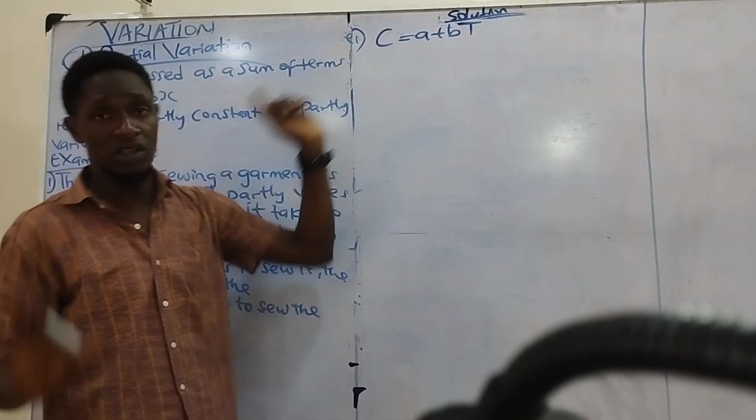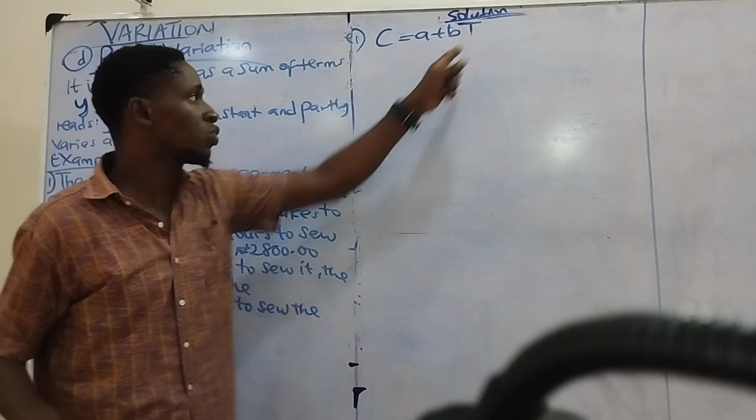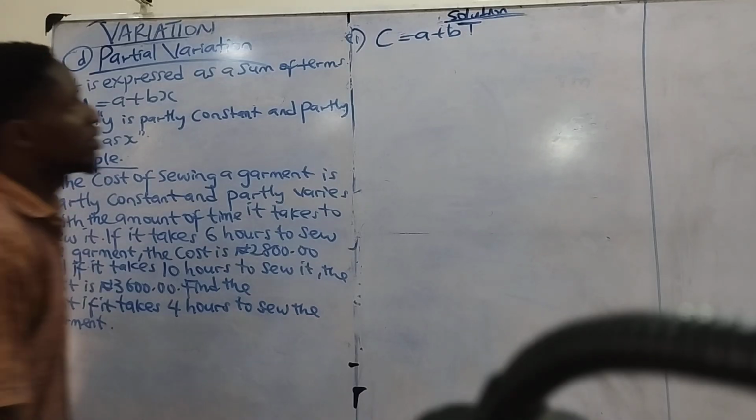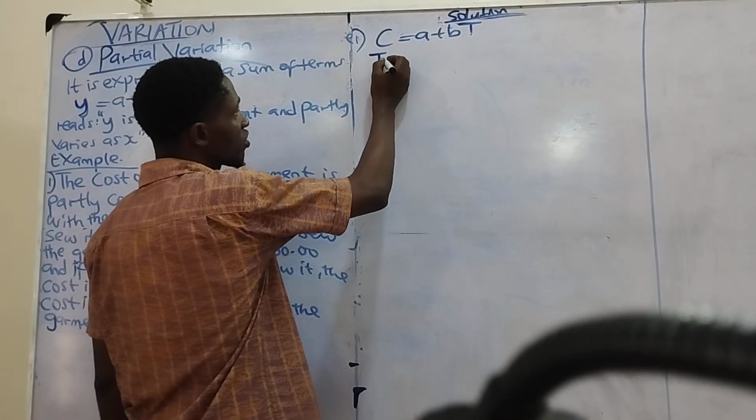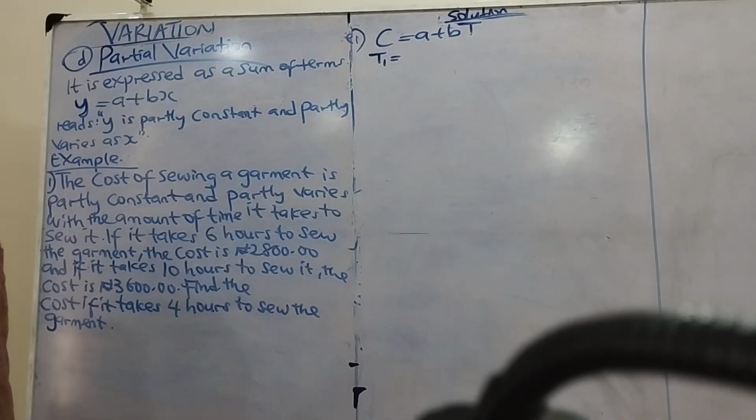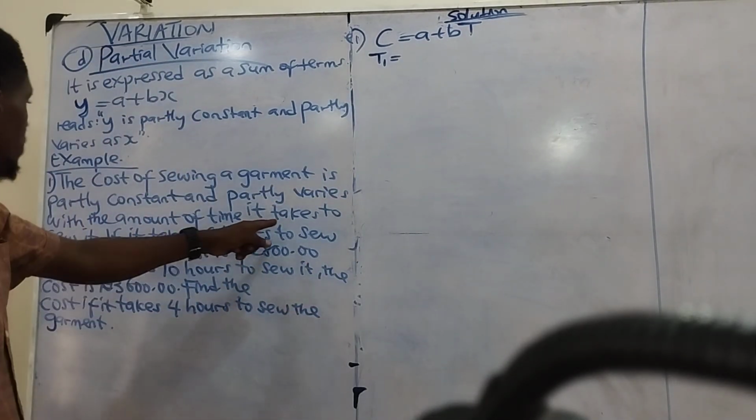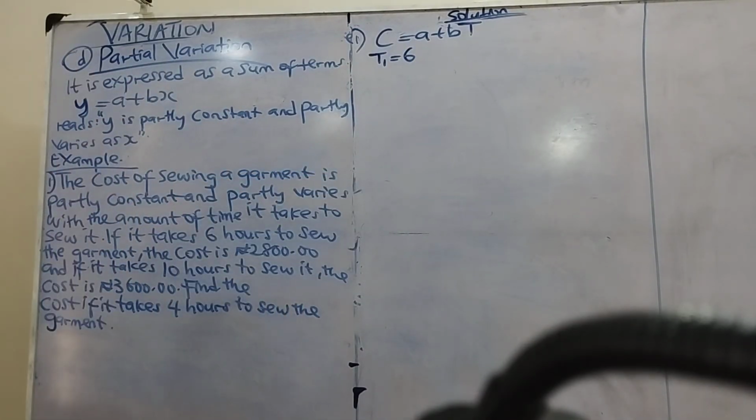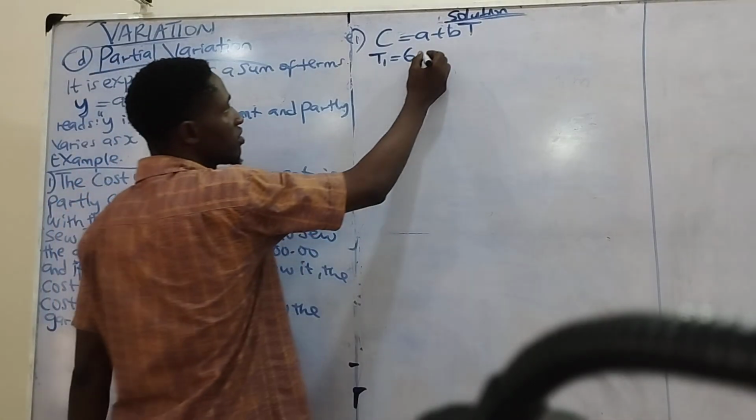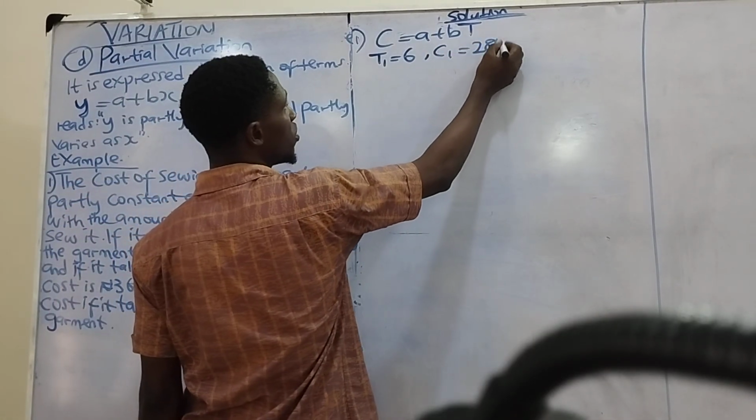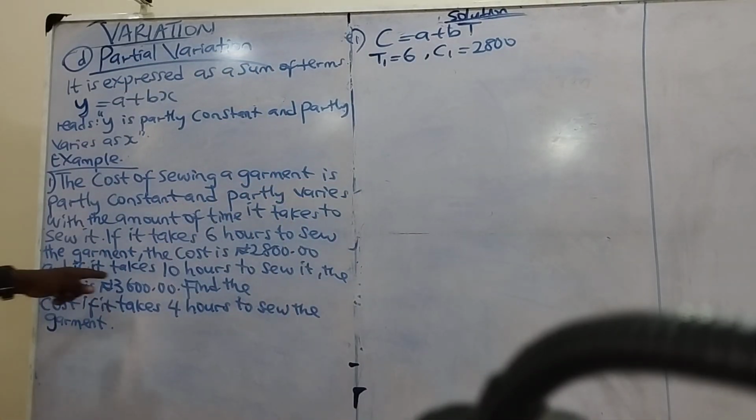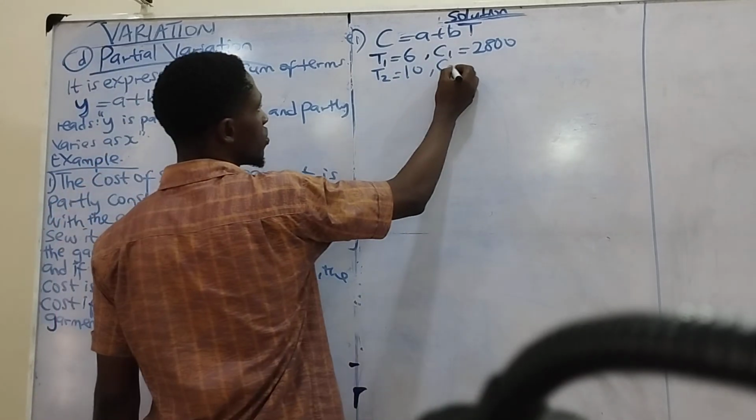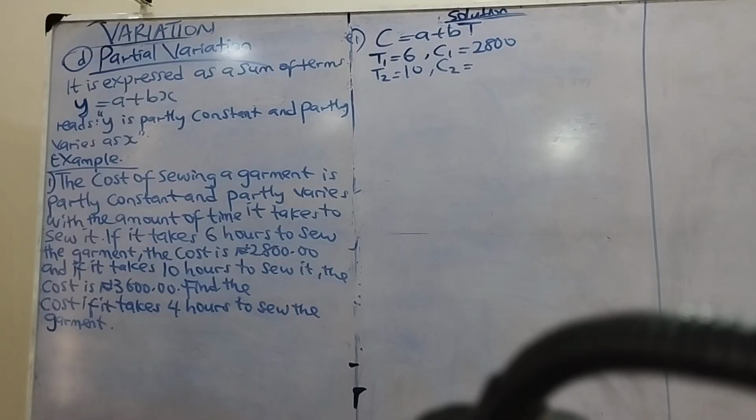So this first constant is alone. The second constant is partly constant with the time it takes to sew it. If it takes 6 hours, remember that. Let's interpret. Let's call this time 1, because it's going to lead to simultaneous equations, since we are looking for two unknowns. So if it takes 6 hours, let's call this T1 as 6 to sew a garment. The cost, let's call this C1, is 2,800 naira. And if it takes 10 hours, let's call this T2 as 10, and the cost, which is C2, as 3,600.